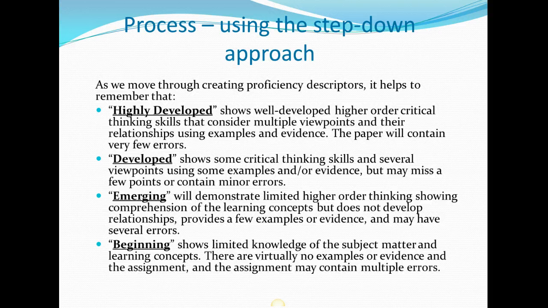They look at several different viewpoints, but they may miss some when they're describing this to you. Then at the emerging level, they've got limited higher order thinking. They comprehend the learning concepts, but they really can't step outside of that and look at multiple viewpoints, tie those relationships together. Maybe they don't use any examples or evidence, and they may have several errors. Then down in that lower level quadrant of the students that are not doing so well achieving the learning outcomes, they've got limited knowledge of the subject matter and learning concepts, very few examples, very little evidence, and they may have multiple errors in their assignments.